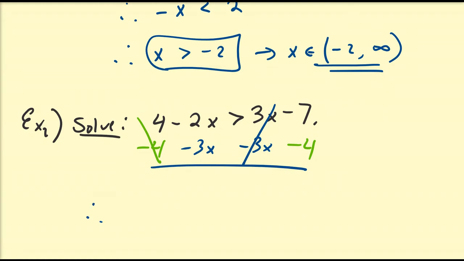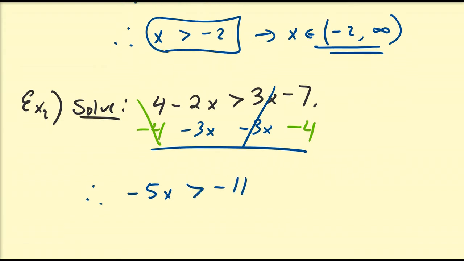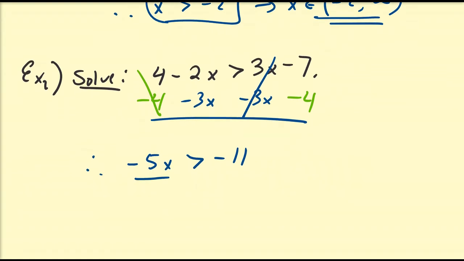So negative 2x minus 3x is going to be minus 5x. That's going to be greater than negative 7 minus 4. That's going to be minus 11. So I can divide both sides by positive 5. So I get that negative x must be greater than negative 11 fifths.